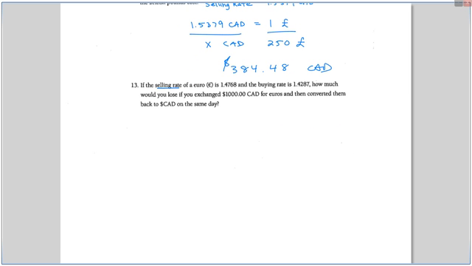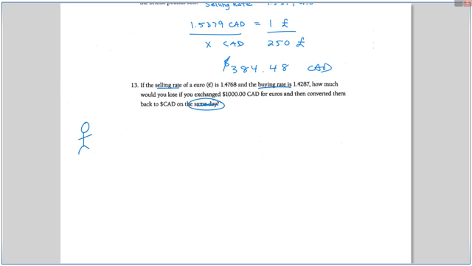Alright, so we have selling rate, buying rate. How much would you lose if you exchanged $1,000 for euros and then converted them back to Canadian in the same moment? Not the same day, the same moment, because actually the exchange rates change every second. So say the exchange rate is fixed for about a minute here, and then you would buy the euro and then sell it back to the bank. Okay, so you have to be careful here.